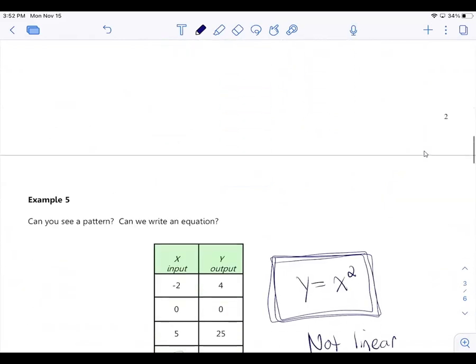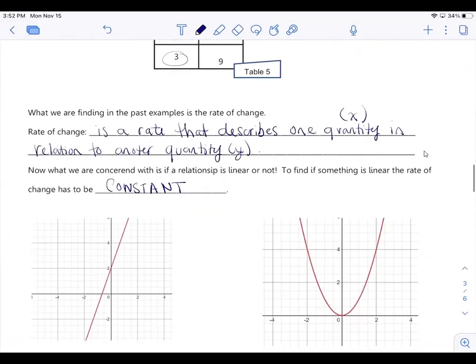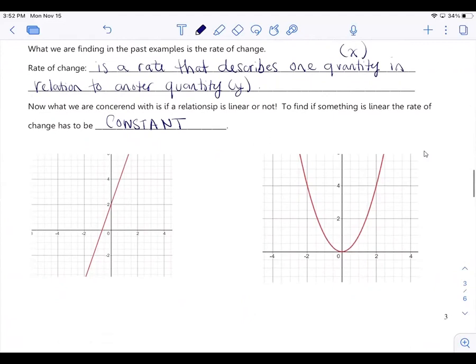Let me just go down here, going too slow. So here is, would you consider, I'll label this A and this B. Would you consider A to be linear just visually? Yes. And would you consider B to be linear just looking at it? No. And again, it's just because it doesn't look like a line.